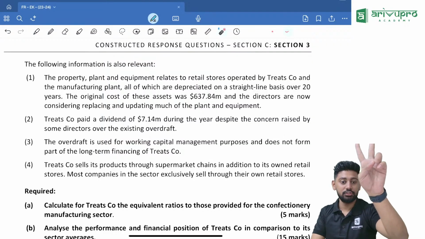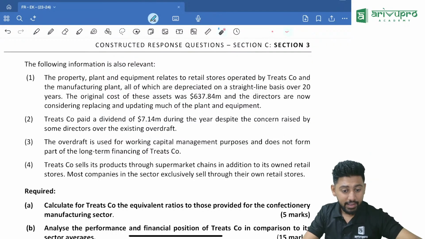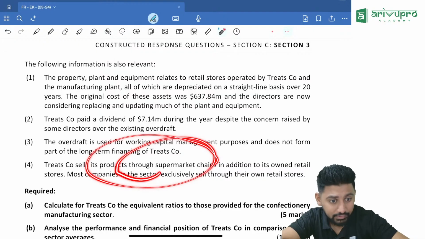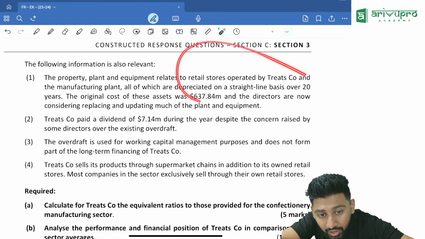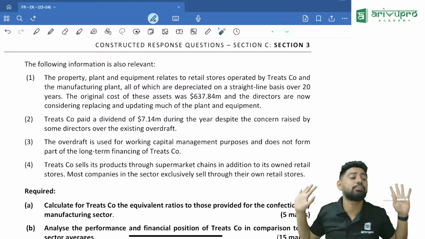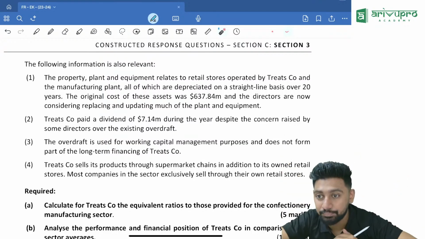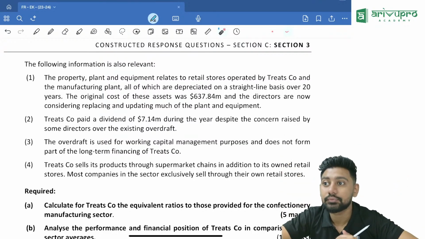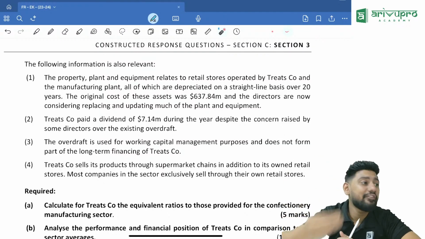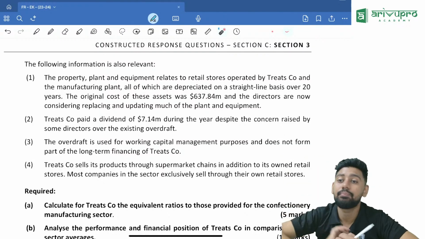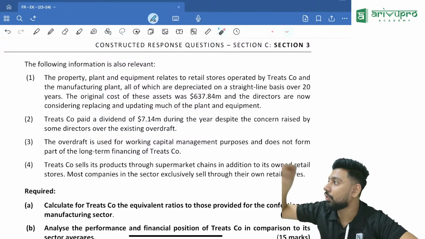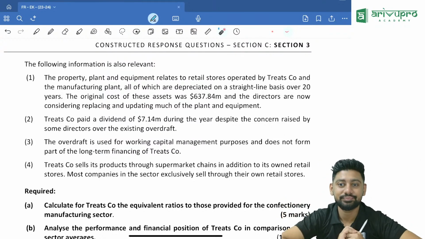Now I have two options. I am selling through the supermarket, and I also have retail stores. So I have two types of revenue generating mechanism. Which mechanism gives me higher profit? My own retail store or the supermarket?